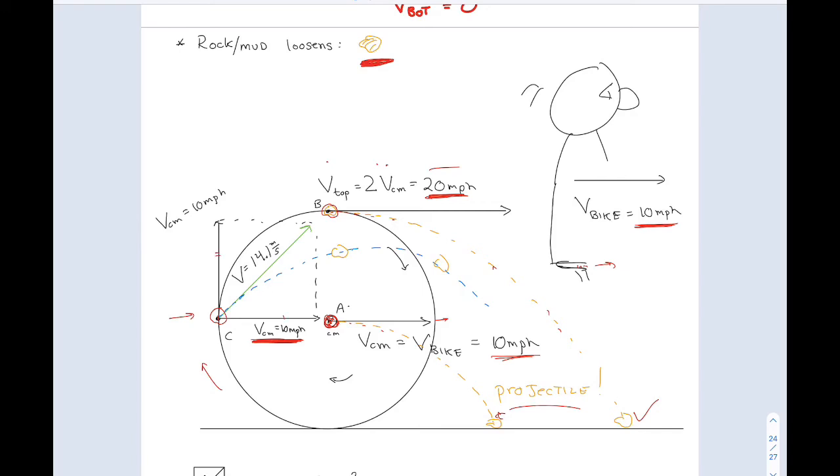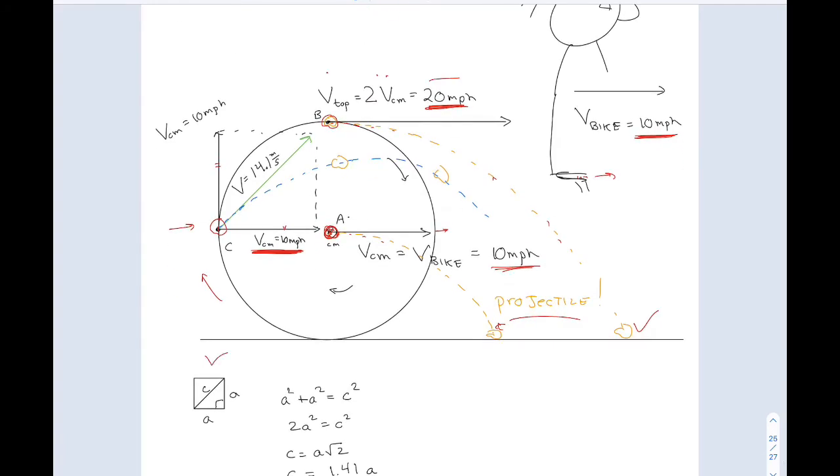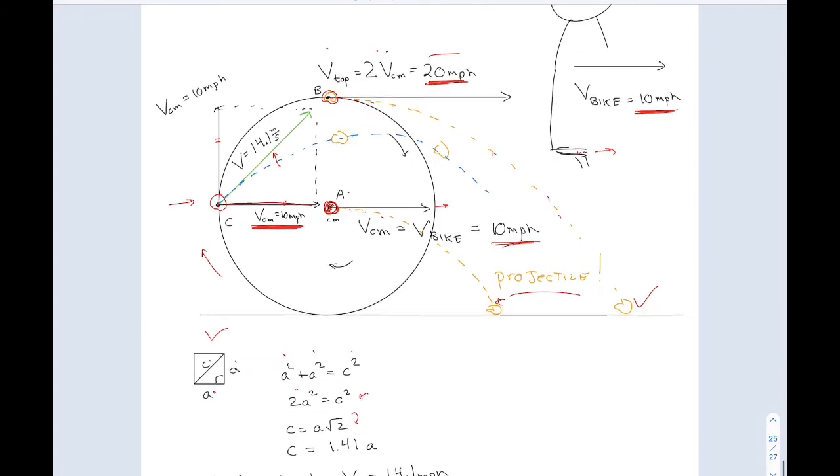So if I add these 2 velocities, I have a box. I have a leg here, and I have a leg there. So here's my box, and I want to find out what is that diagonal, that diagonal C. The Pythagorean theorem says that side squared plus that side squared, A squared plus A squared, is C squared. So A squared plus A squared is 2A squared. Take the square root of both sides. That says C is A times the square root of 2. And on the calculator, square root of 2 is about 1.41.